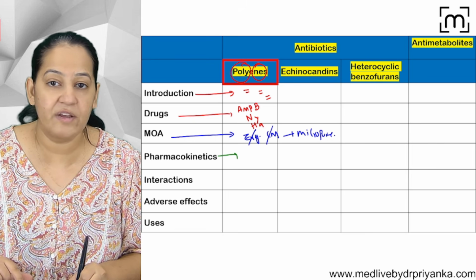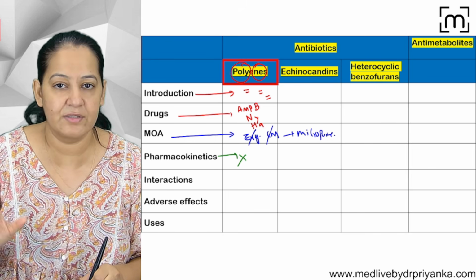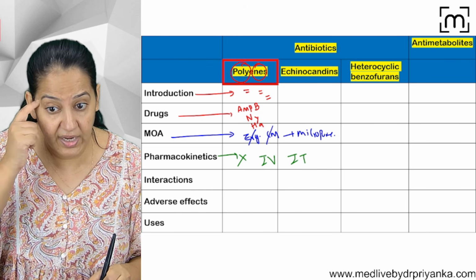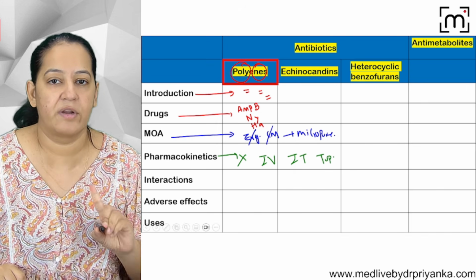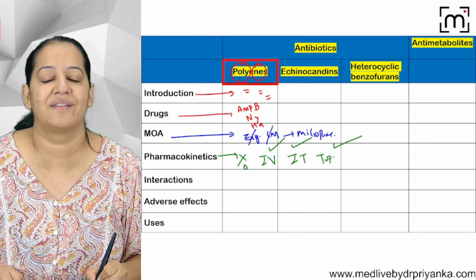Pharmacokinetics: it's not given orally. In case of intestinal candidiasis, it's given orally, otherwise it's not given. It is given IV or intrathecal, or it is given topically in the form of eye drops, but it is not given orally. So IV, intrathecal or topical routes are there.